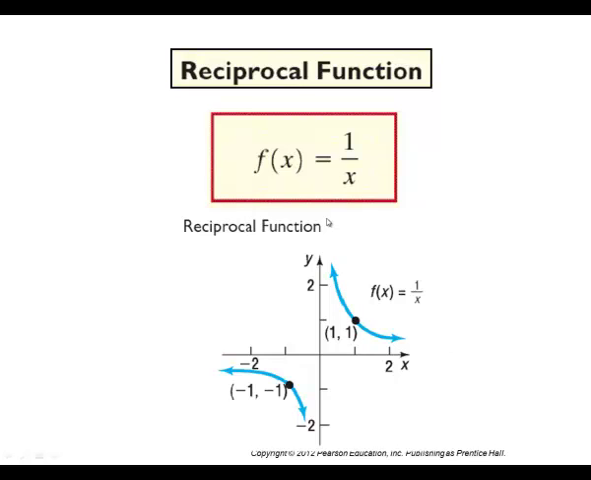And so this gets closer and closer and closer to 0, but it never does get to 0. Same thing with the negative direction. So we look at where these two asymptotes crisscross, and that's the center of our reciprocal function.